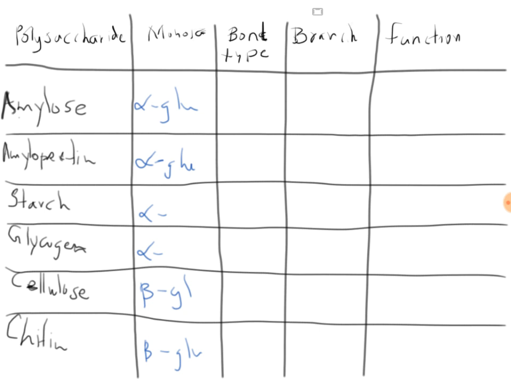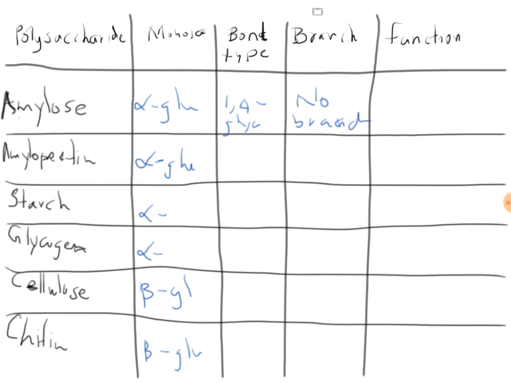Okay, so now the bond type. So amylose, what's the bond type? It has 1,4 glycosidic bonds. I have no space to write glycosidic, so you know how to write it. And they only have the 1,4 glycosidic bond. So do they have branches? No, they don't have branches, so no branch. They are just a chain.